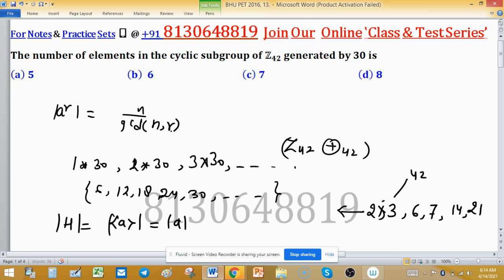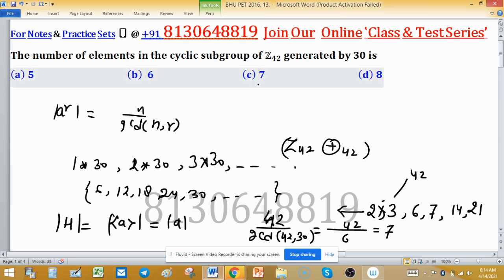So in place of r, put 30. N is 42. GCD of 42 and 30 is 6. So 42 divided by 6, the answer is 7. So which option is giving 7? Option C is our right choice. So remember how to find this order. In this type of problem, always remember this formula, apply it directly and find the answer.